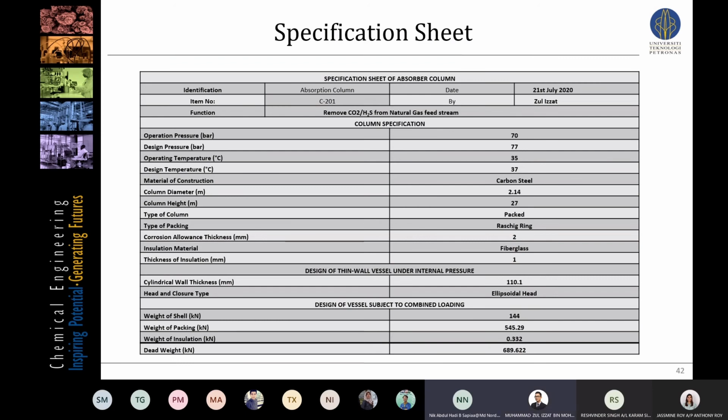How much solvent is entering this? Solvent is 852,000 kilogram per hour. In terms of volume?